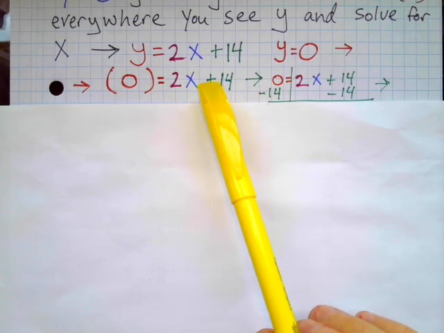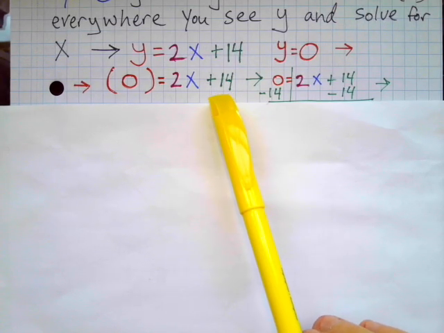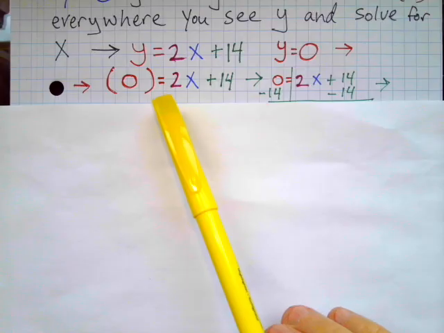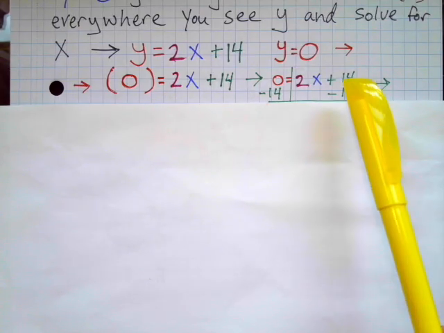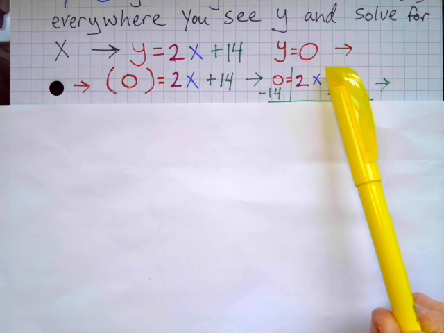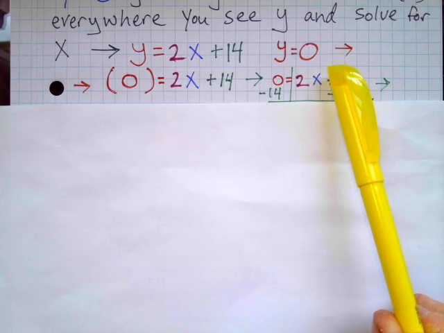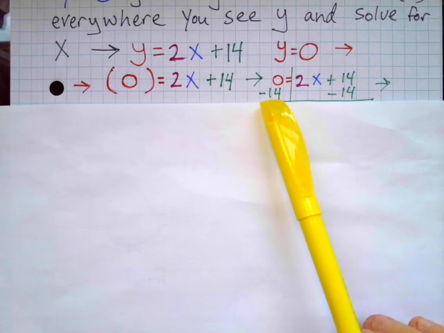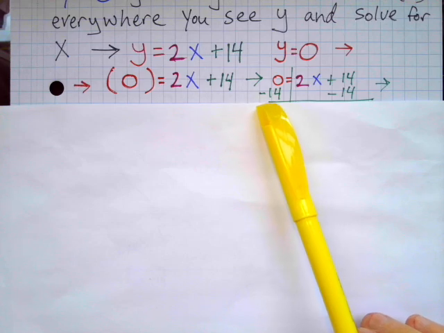So what's the opposite of a plus 14? It's a negative 14, or subtracting 14, to both sides of the equal sign. And that's what I show you here. Positive 14 plus a negative 14 is 0. It cancels out on the right side of the equal sign. And what you do to the right side of the equal sign, you've got to do to the left side. 0 plus a negative 14 is negative 14.